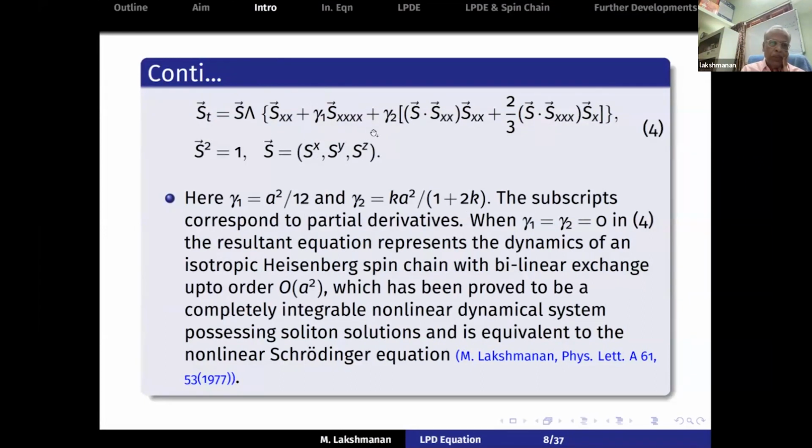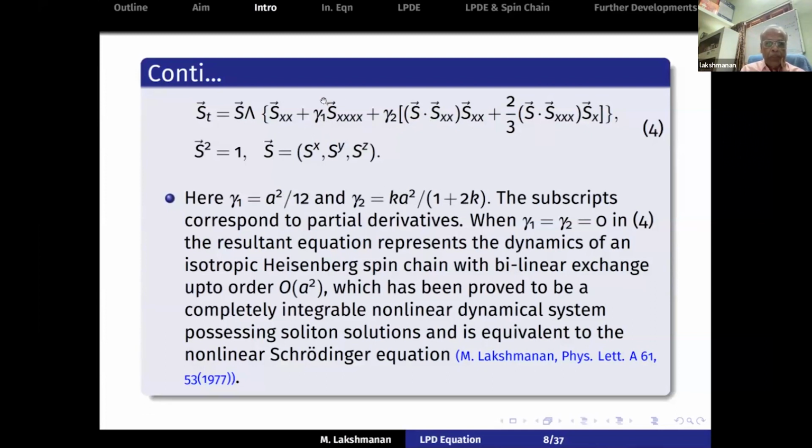I would like to consider whether this system is integrable, what the integrability properties are, and what the structure of the underlying solutions is. The parameters are gamma 1, which is a squared by 12, and gamma 2, which is K a squared by 1 plus 2K. So you have the parameter a, the inter-lattice parameter, and gamma 2 involves the biquadratic exchange parameter also.